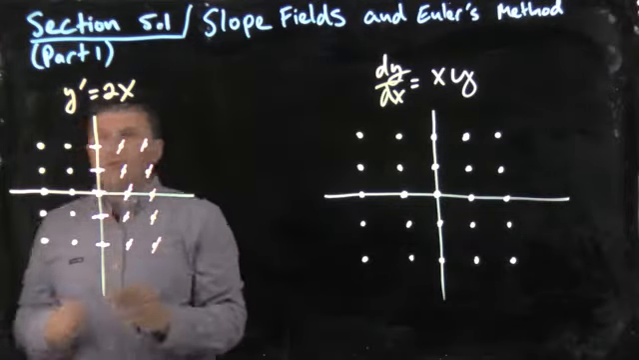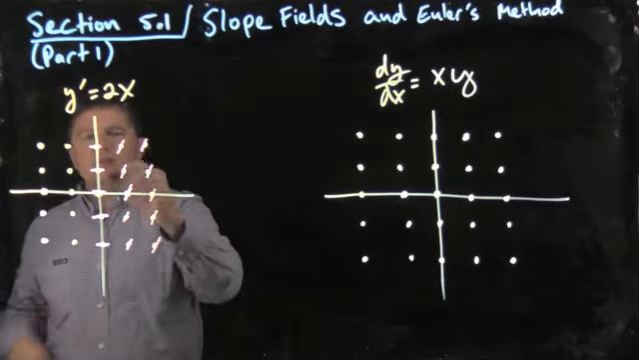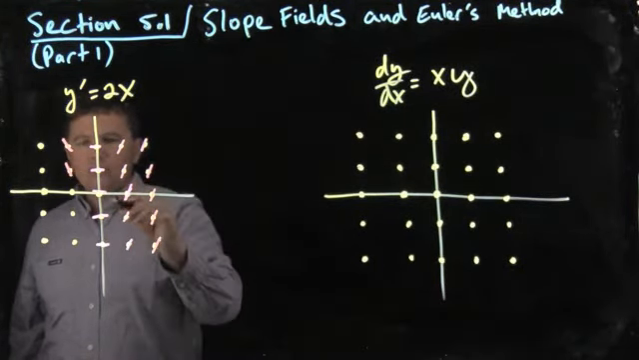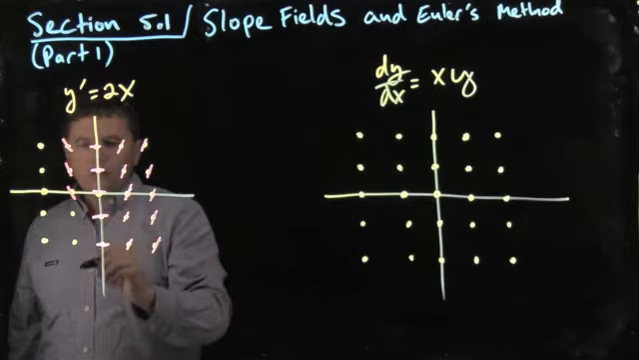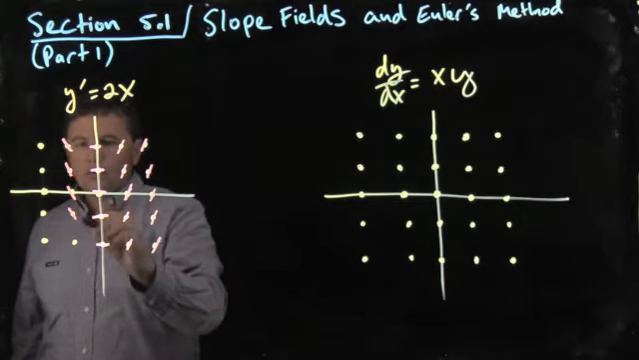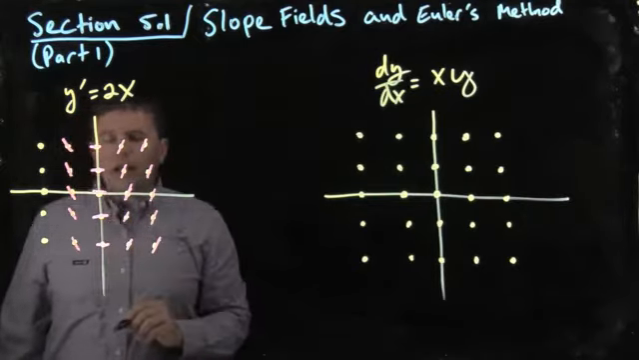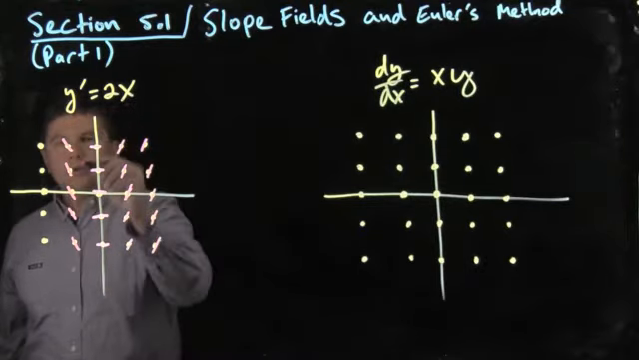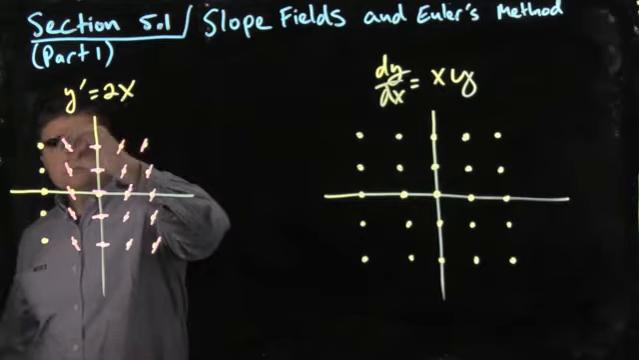And now let's move over here. So if I plug x equals -1 into this, I get a slope of -2. Okay, and then if I plug -2 in that, I get a slope of -4.